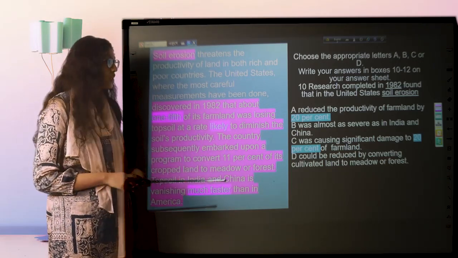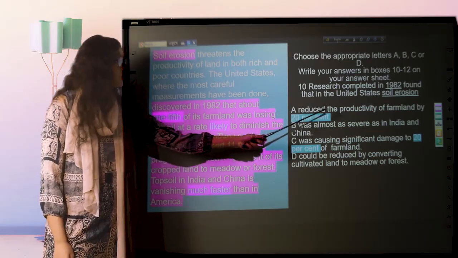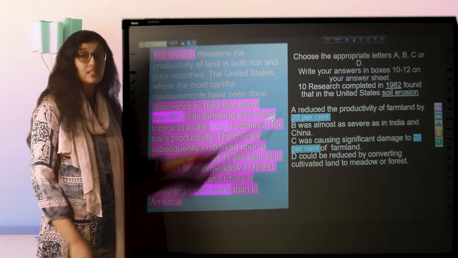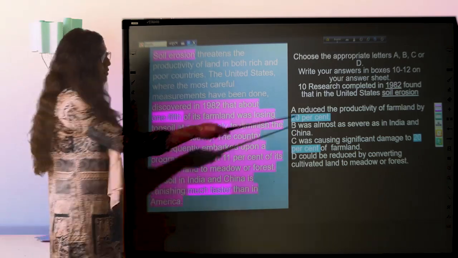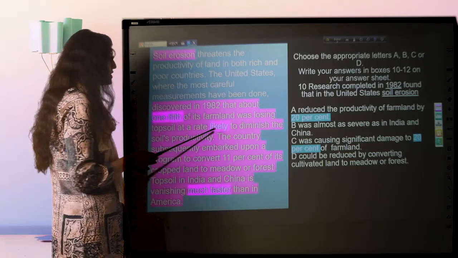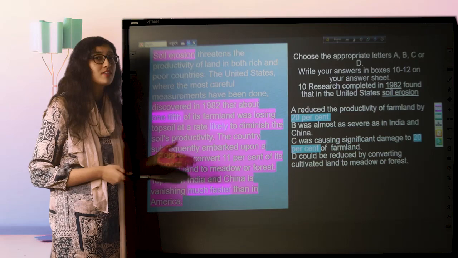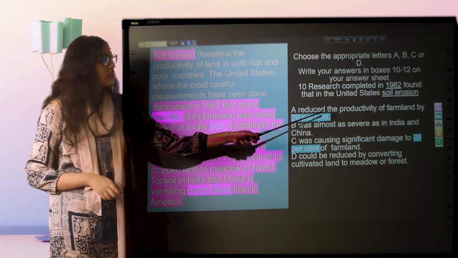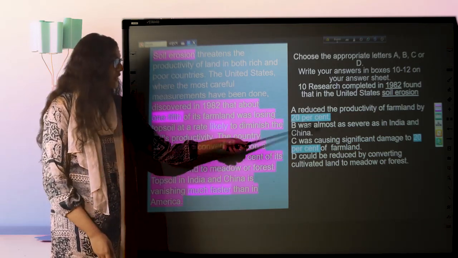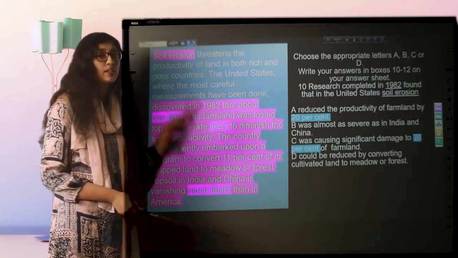1/5 here is actually, if you convert it to percentage, exactly 20%. So the number here is correct, but is the statement correct? The statement is saying that it definitely reduced the productivity of farmland. But here it's saying that it's likely to diminish the soil's productivity, which is not the same. So it's definitely incorrect.